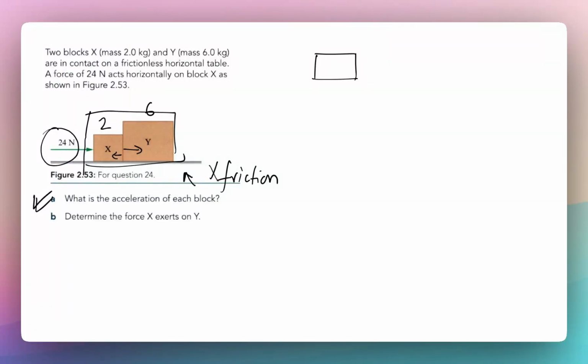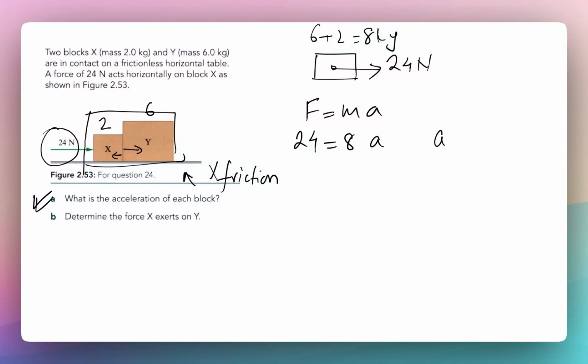So there's only one force now acting in the horizontal direction, which is 24 Newton. There's no friction, so we are not worried about any other force. And the mass of this combined unit is 6 plus 2, which is 8 kilograms. We can find the acceleration of both the blocks simply by F equals ma. F is 24 Newton towards the right, and the mass is now 8. So the acceleration a will be 24 by 8, which is 3 meter per second square towards the right. Okay, so that's the simplest way of solving this.